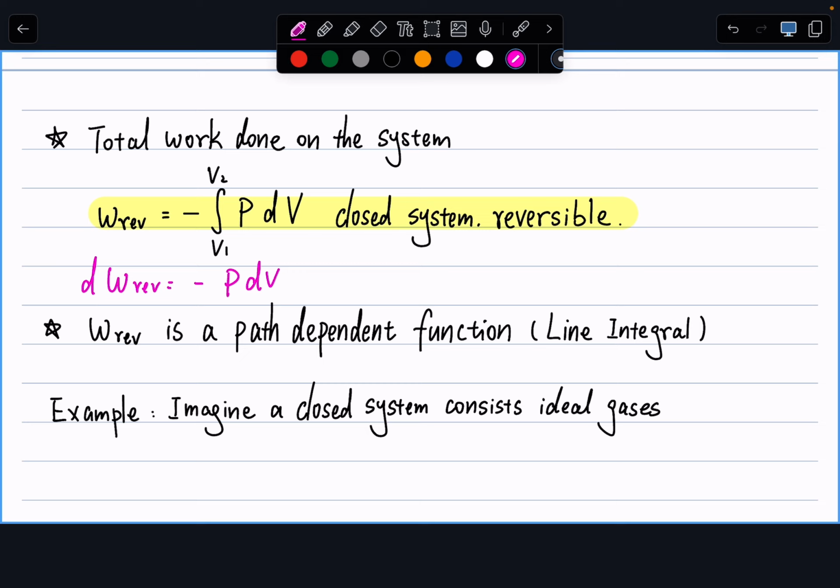Now below the curve, the area, or the work being done, will be different. All right, so this is what we mean when we say work itself is a path-dependent function, meaning depending on what path you take, you end up doing a different amount of work on the system. With me so far?